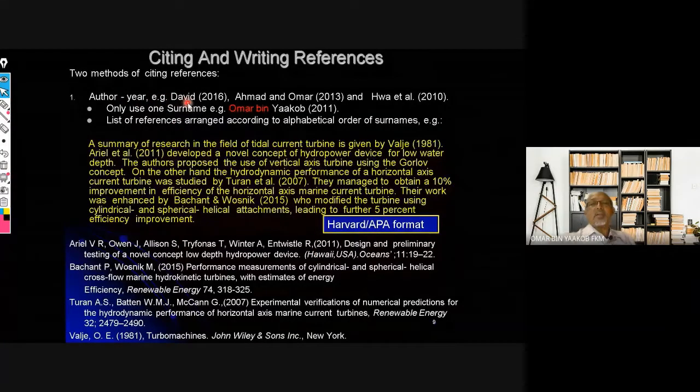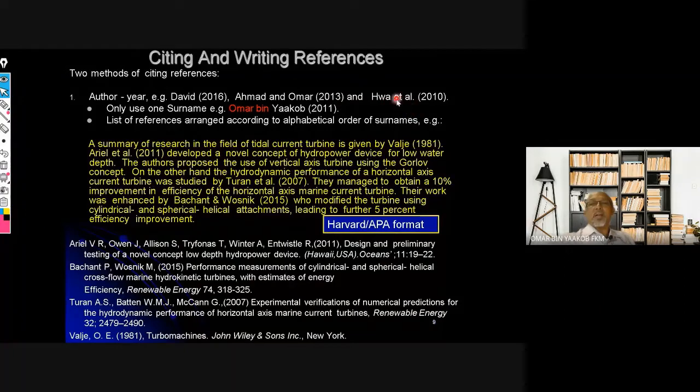So you write David, bracket, 2016, Ahmad and Omar 2013, or Hua et al. Et al, when you have three or more authors, then you write et al with a dot. The dot is et al. Hua and others, his friends. Okay, so that's how we write that, and then only use one surname. So for example, Omar bin Yaakob. Omar bin will never appear inside our discussion like this. It's only Yaakob 2011. Okay, and then the list of references is arranged according to alphabetical order of surnames.